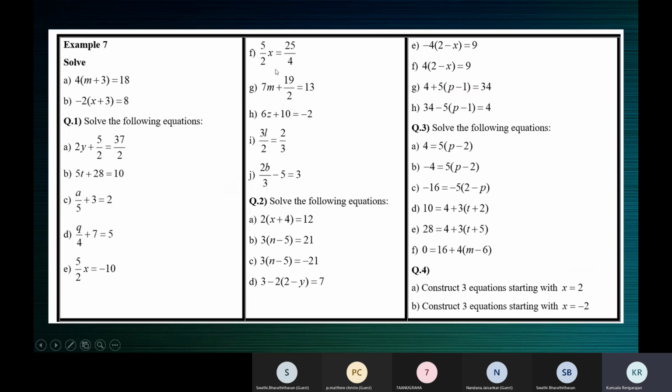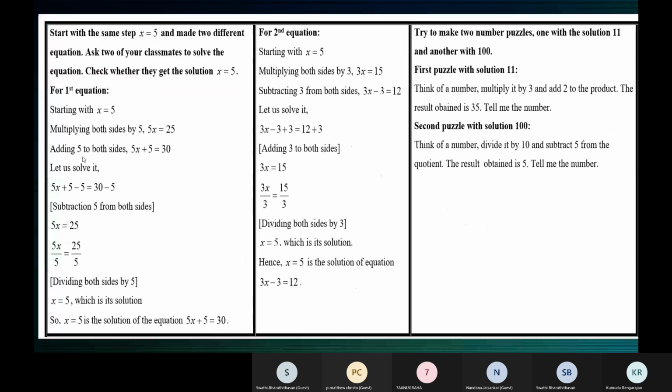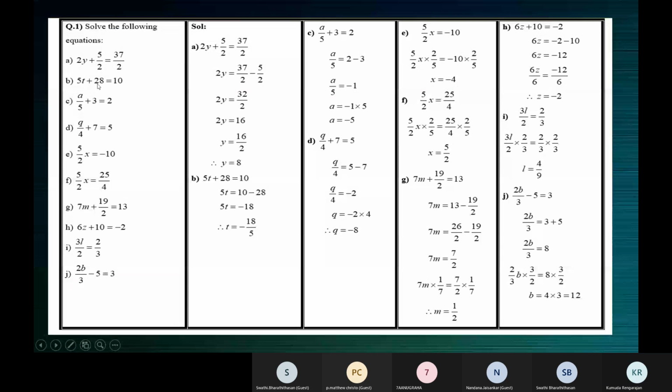So here we are, children. We need to start with question number 1. Solve the following equations. So here you see the first one. Now we are going to use the method of transposing to solve the equations. So the first equation here, we need to solve for y.